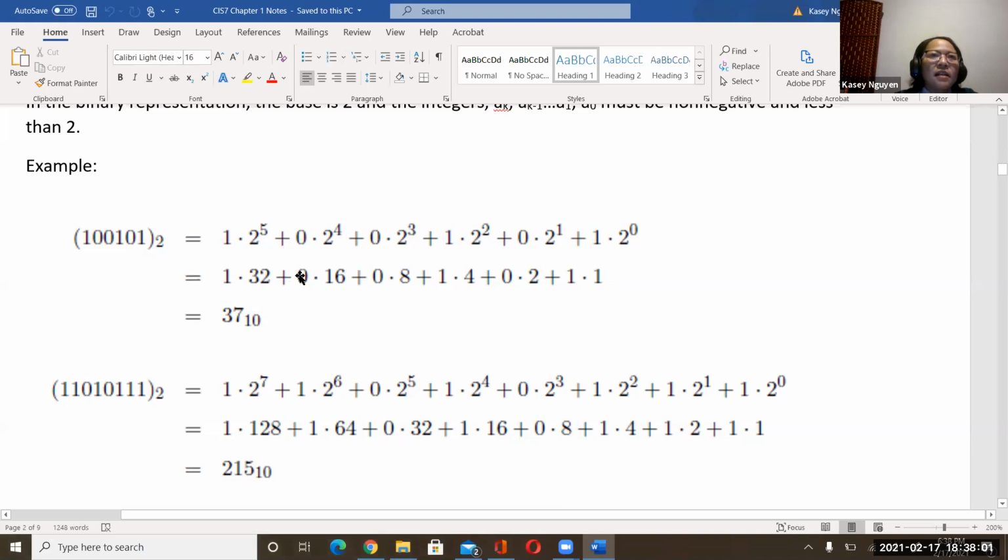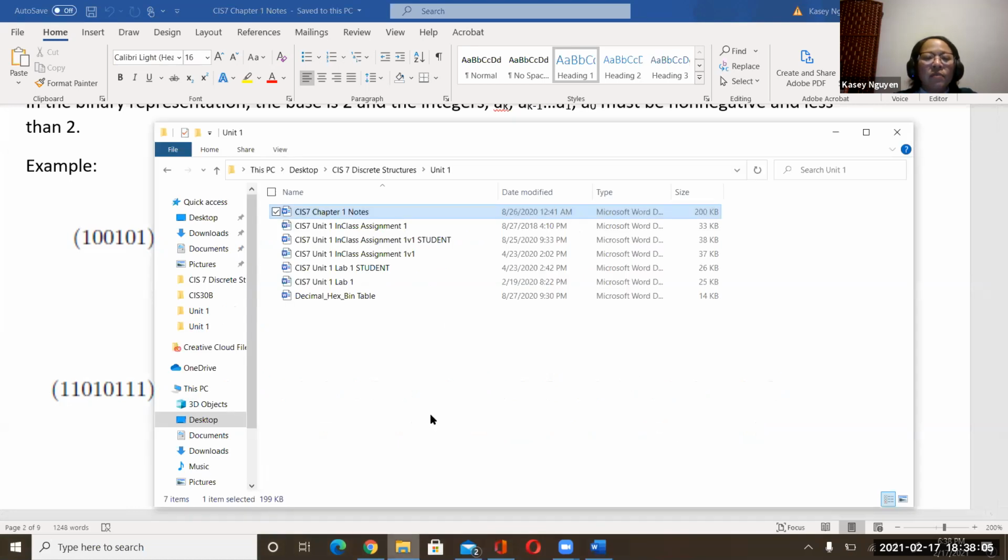So I'm going to pause here. I'm going to switch to the assignment, so I can walk you through the process so you can understand it a little bit more.